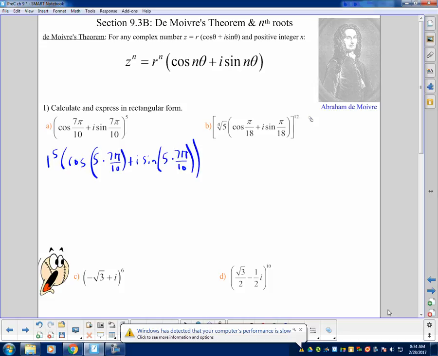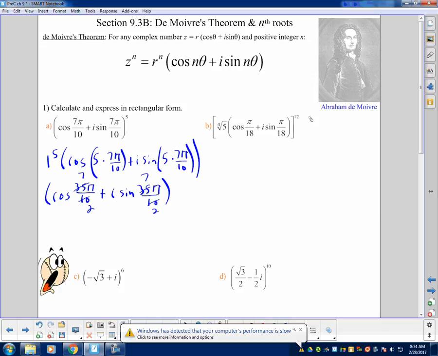This is where it's really nice to use the shorthand because the angles are the same. So 1 to the 5th is still 1. We can drop that if we want. And we have cosine of 35 pi over 10 plus i sine 35 pi over 10. And if I simplify that, that's 7 over 2. And so we have cosine of 7 pi over 2 plus i sine of 7 pi over 2.